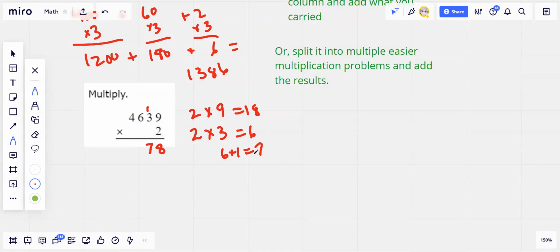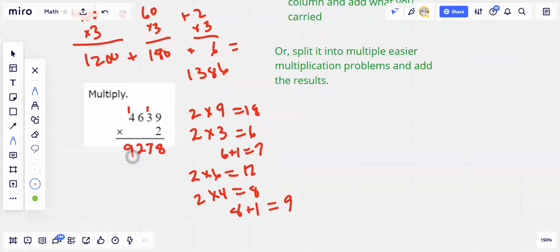Now, nothing to carry with the 7, so we can just go on to the hundreds column, so 2 times 6, that's 12, so we have to write down the 2 and carry the 1 to the next column. And then we've got 2 times 4, that's 8, and we have a 1 that we carried that we have to add to that, so that's 9. So 4,639 times 2 is 9,278. So that took a few steps. Let's try this the other way and see if you think it's any faster.